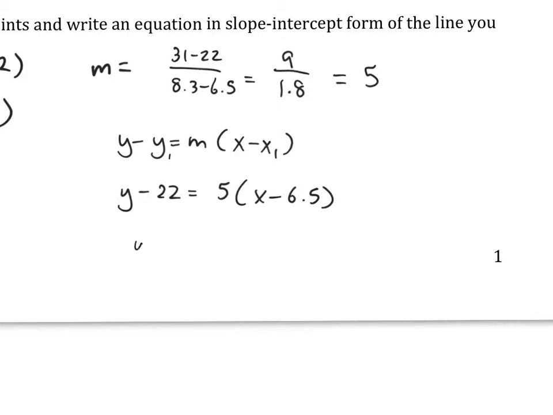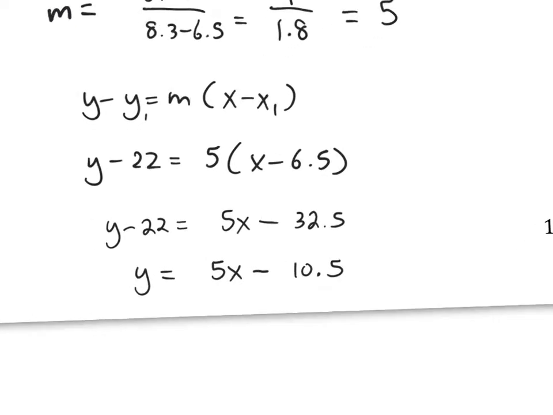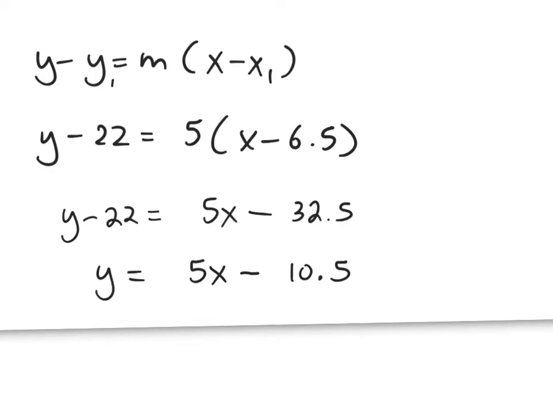Now continue, y minus 22 equals 5x minus 32.5, and then y equals 5x minus 10.5. Now, how do we interpret this? What does this mean? Okay, it's a little bit hard to interpret every part of this equation, but here's the key thing right here.